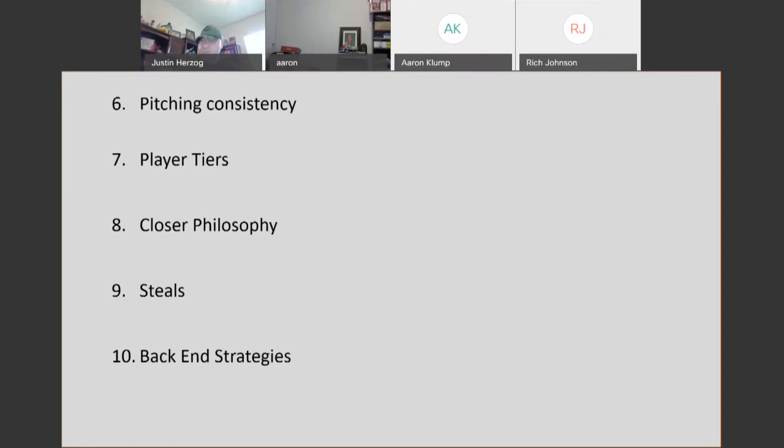So I don't say just punt it completely. And in a 12 team where the pool is a little bit deeper, you can wait longer. But I'm not a big fan of going up and getting a closer early.